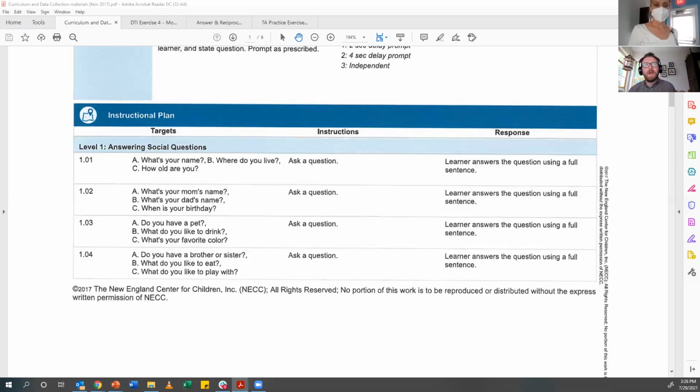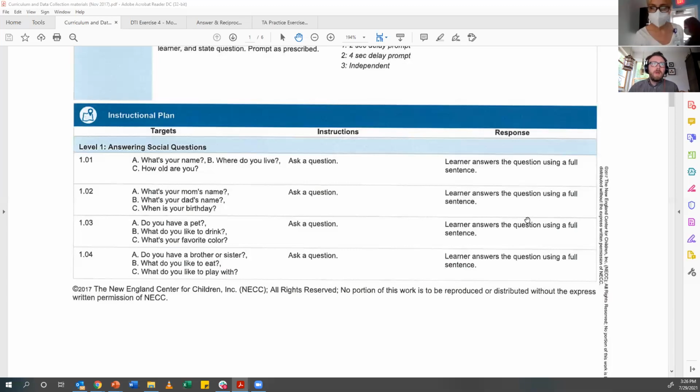When I'm talking about targets, I'm talking about, for this lesson, the questions that we're going to ask that we're trying to teach the student to answer, right? So this lesson is teaching answering social questions. We're going to teach the student to be able to answer the question, what is your name? Where do you live? How old are you?